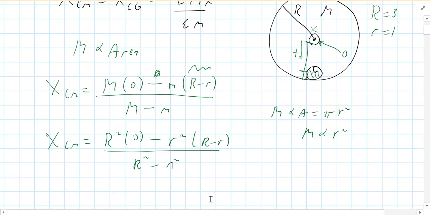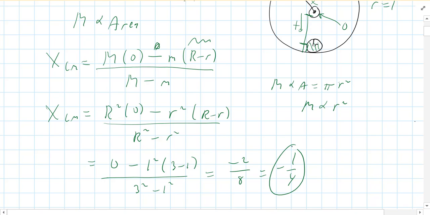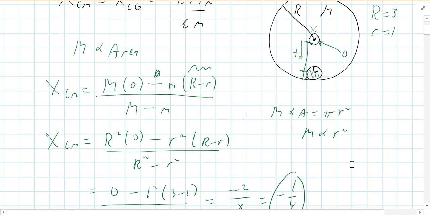And then we have numbers for all these. I gave you big R is 3 and little r is 1. So this would be 0 minus 1 squared times 3 minus 1 all over 3 squared minus 1 squared, which would be negative 2 over 8, which would be negative a quarter unit. Okay. Now again, the negative, we said down was positive, so the negative means that this distance here is a quarter of a unit, whatever that unit is. Okay, so that's center of mass.